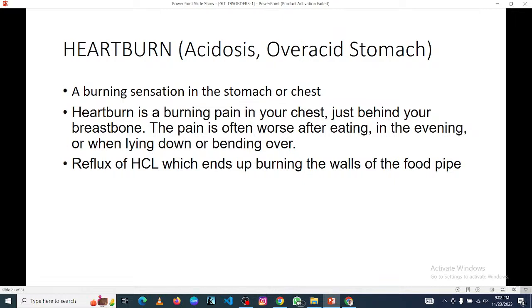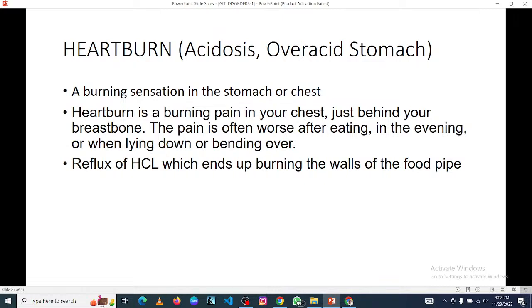So heartburn is a burning pain in your chest, just behind your breastbone. The pain is often worse after eating. And don't mistake this with ulcers, because for gastric ulcers, it normally gets worse after eating. For duodenal ulcers, it normally gets better after eating. It comes down after eating. So don't mistake this heartburn with gastric ulcers.